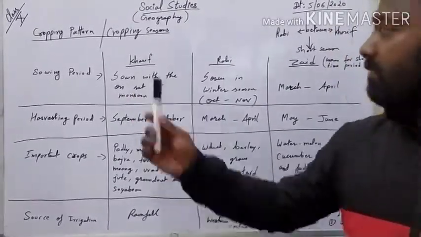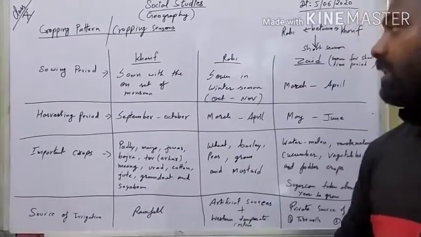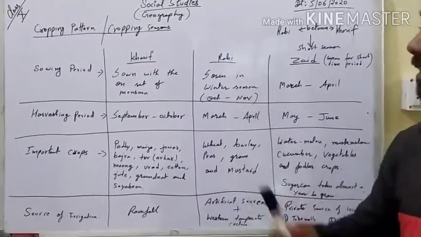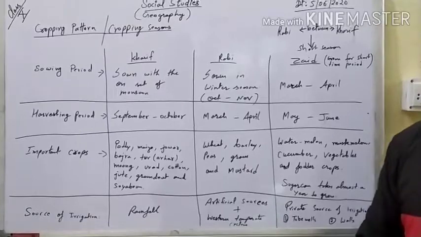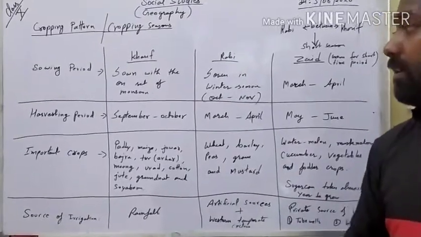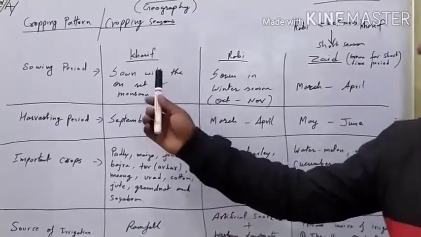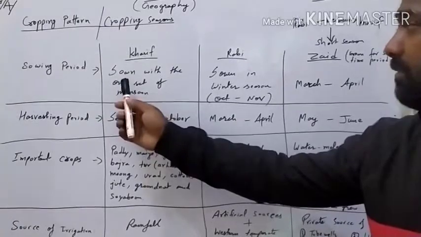So let us understand the starting one, that is the Kharif. You can consider it as a summer crop. The crops are planted in the summer season, so we call it the Kharif crop. The name given to crops grown in this season is Kharif crops. So Kharif is a season, and the crops which are sown in this season are called Kharif crops.